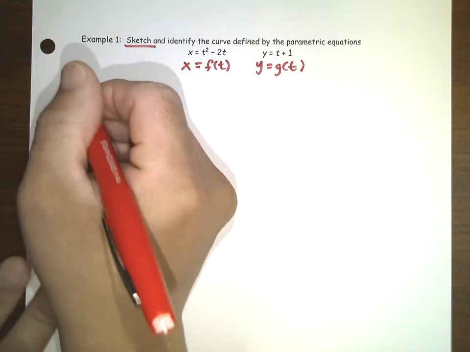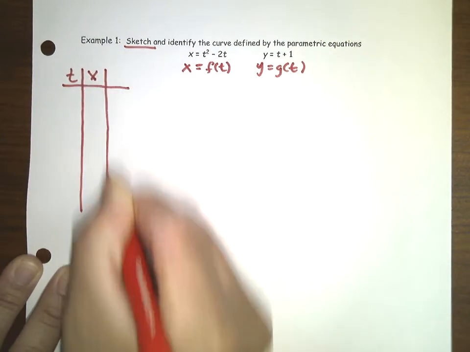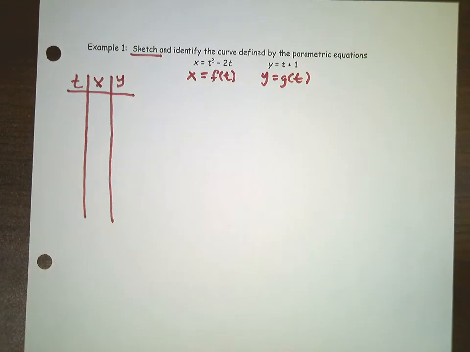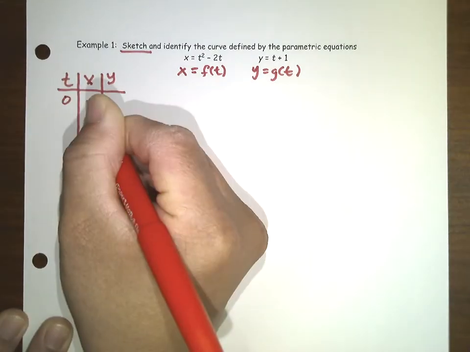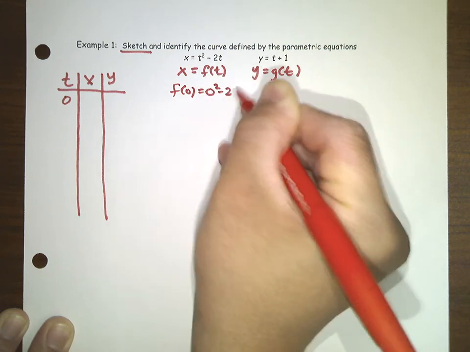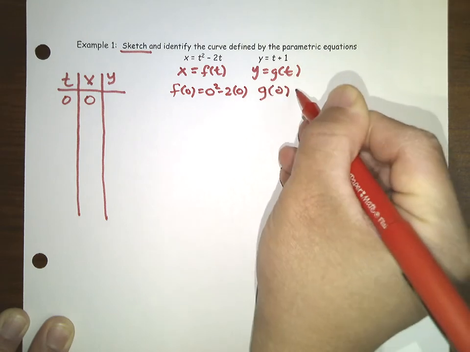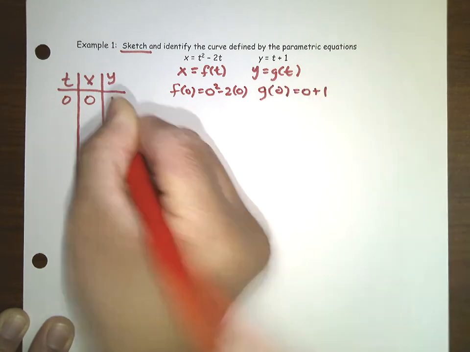Let's say that you have t, and then you have x, and then you have y. When you would normally plot a curve, you would substitute values of x and figure out what y is, but now we're going to substitute values of t and figure out what x and y are going to be. If t is equal to 0, then x is f of 0, which is 0 squared minus 2 times 0, so 0, and y is g of 0, which is 0 plus 1, is 1.